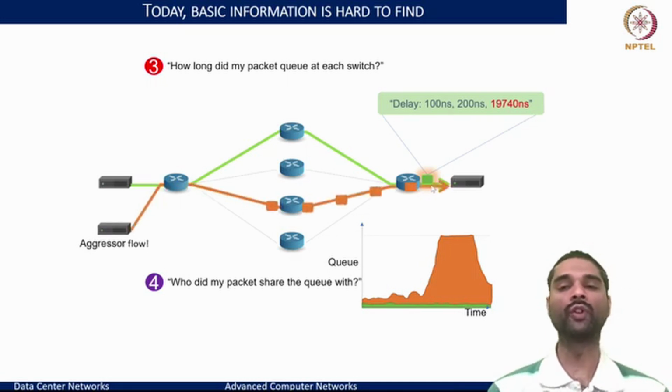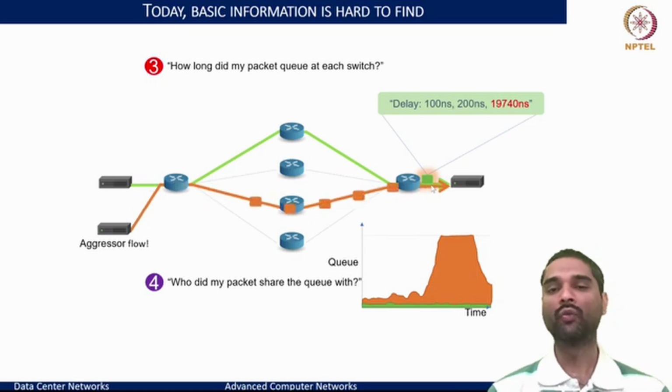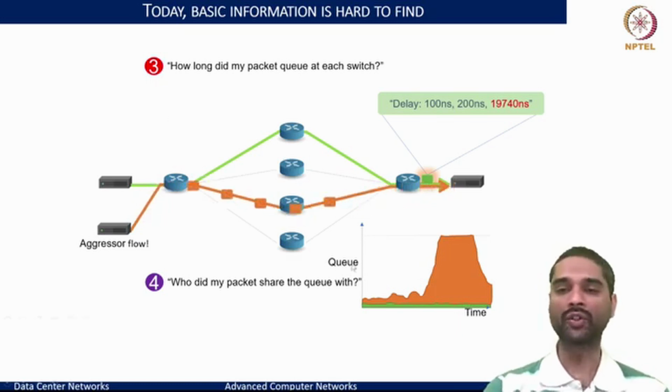So there can be several aggressor flows flowing through the switch at the same time. So you would want to know which kinds of flows the packets shared the queue with at a particular device. If we have such information, then we would be able to make the deduction that the green packets had very high queuing delay or latency. That's because this router 3 was occupied with lots of packets from this orange path, or orange packets, and these were the reasons for seeing this abnormally high delay.